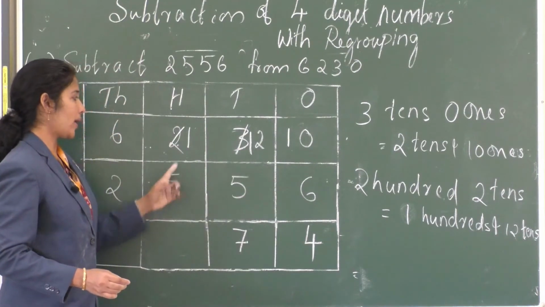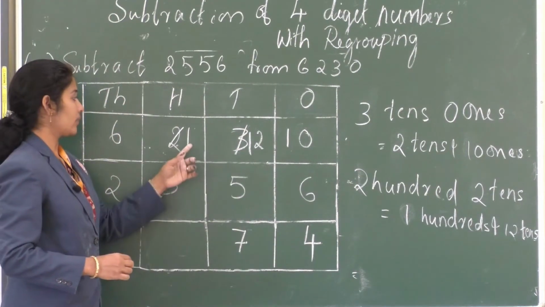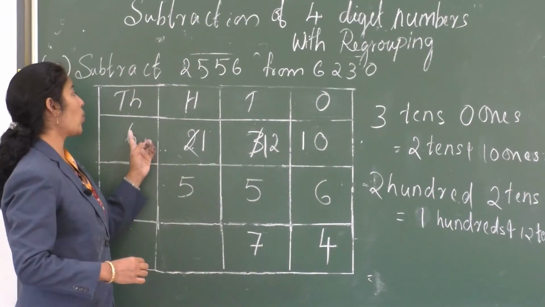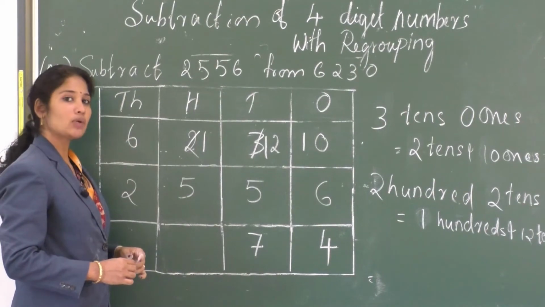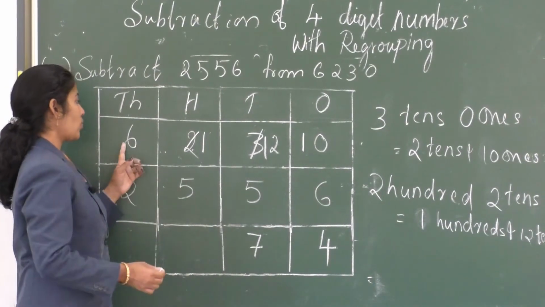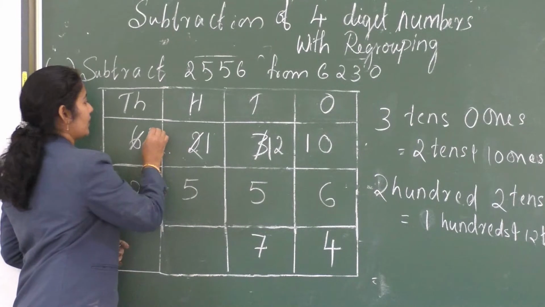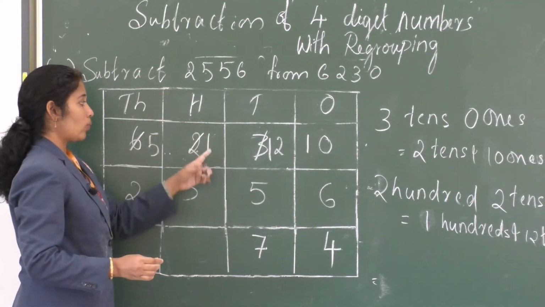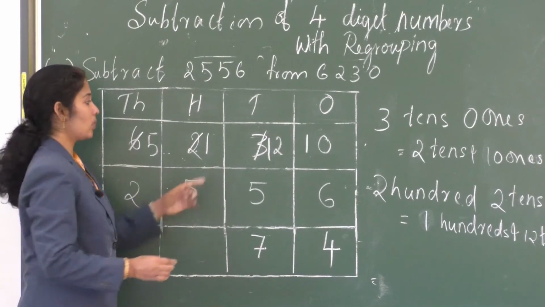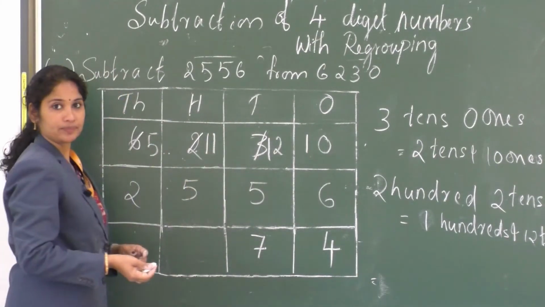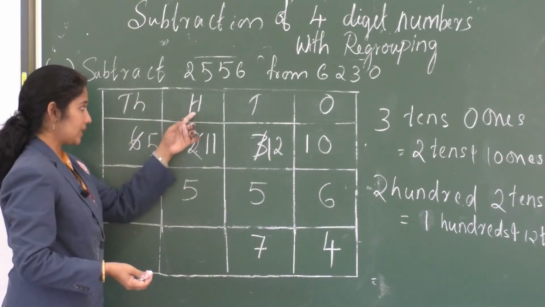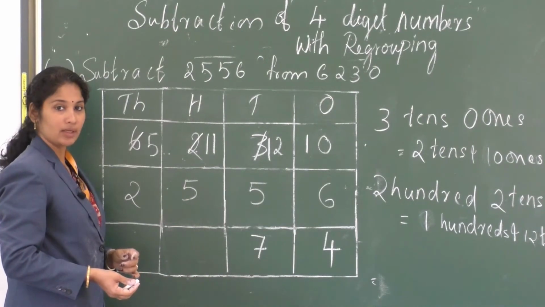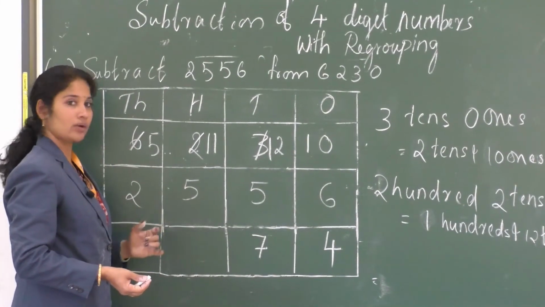Now we have 1 and 5. 1 is smaller than 5. So we have to borrow 1000 from the thousands place. So 6 will become 5 and 1 hundred will become 11 hundreds. So in hundreds place now we have 11 and 5. What is 11 minus 5?